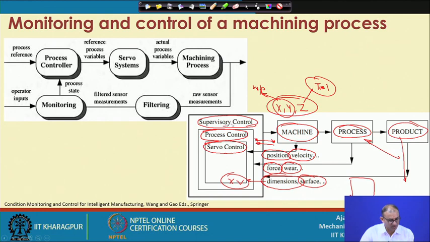So, here you need 3 different controllers for complete monitoring and control of a manufacturing process, and we will see what the different controls are that are to be performed at the different locations.